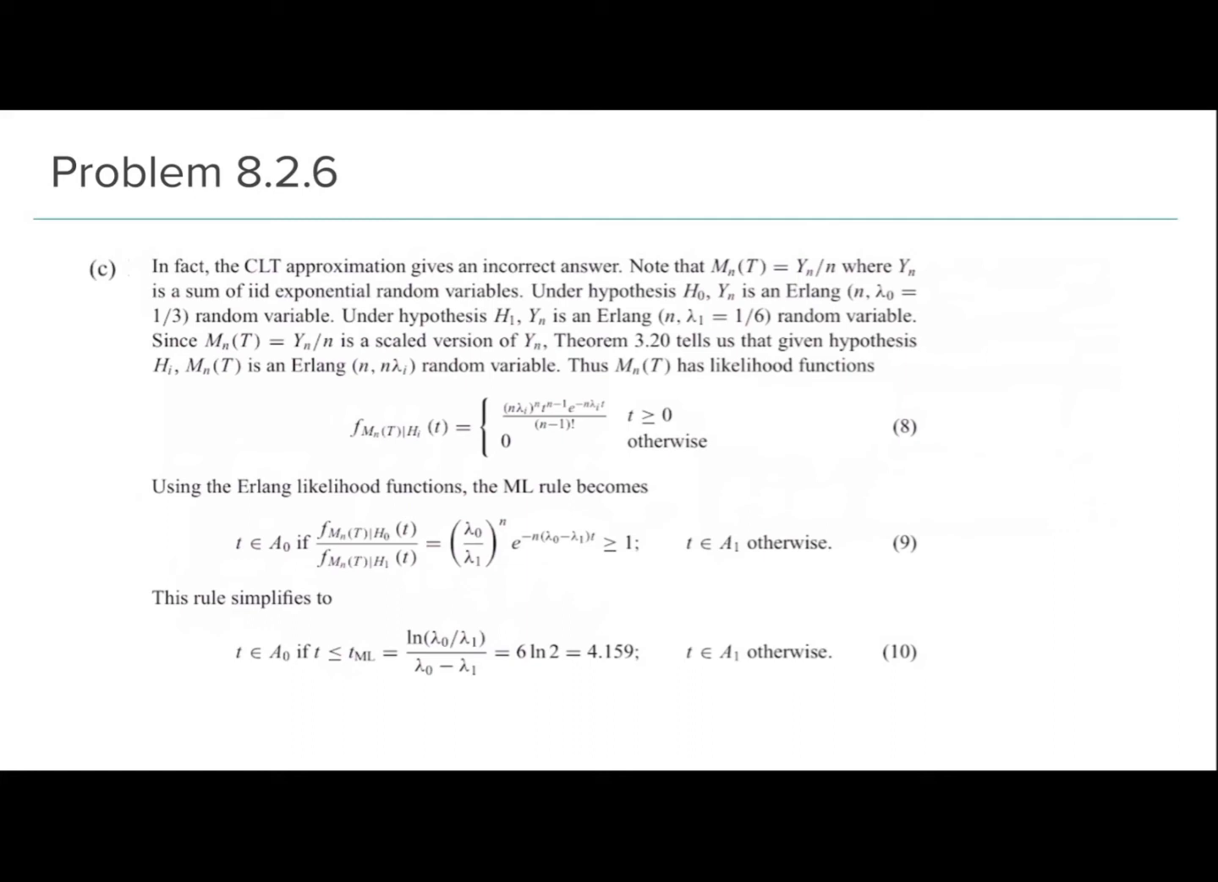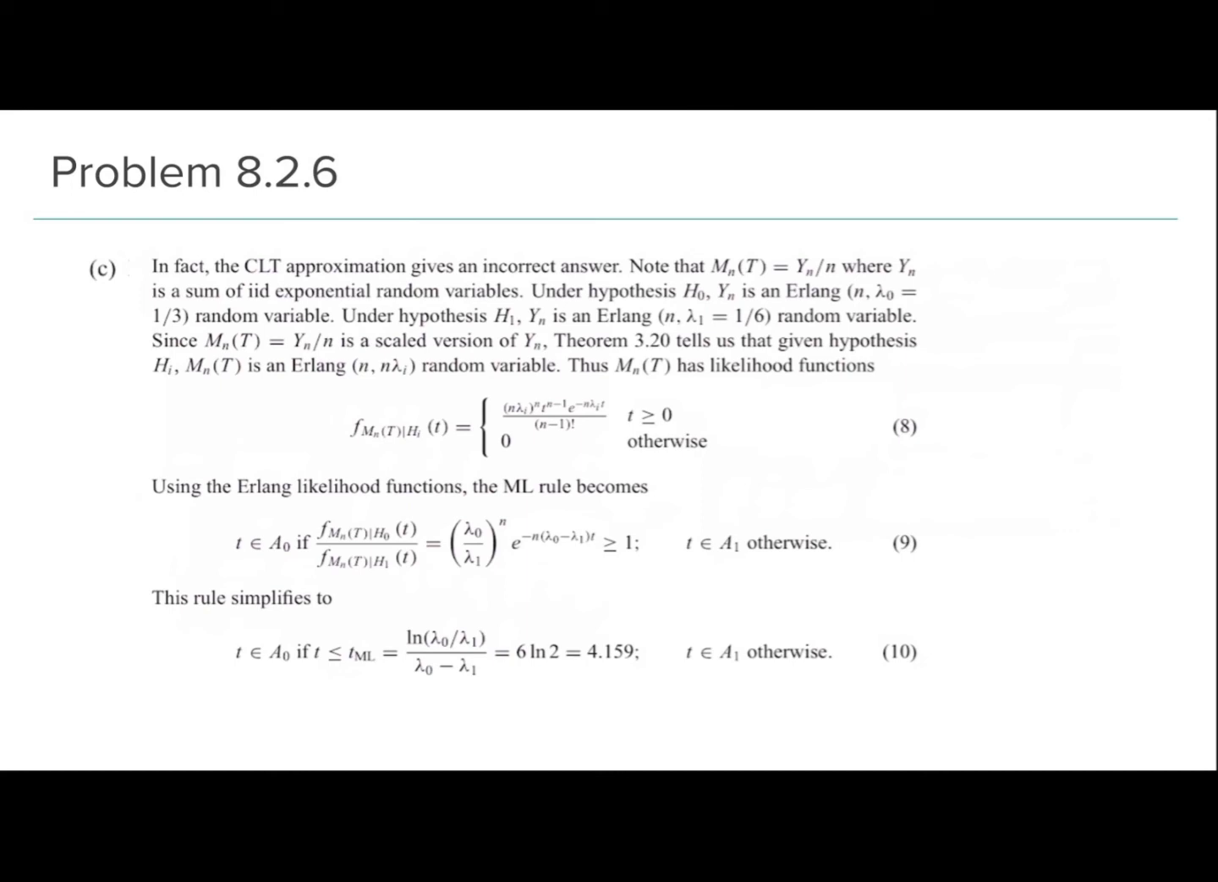So if you divide these terms, the n term in the numerator will get cancelled, the t term in the numerator will get cancelled, the (n minus 1) factorial term in the denominator will get cancelled, and what will be left is (λ0 divided by λ1) raised to the power n into e raised to the power minus n times (λ0 minus λ1) into t, and this should be greater than or equal to 1. And if this is greater than or equal to 1, t will belong to A0, otherwise t will belong to A1, right?